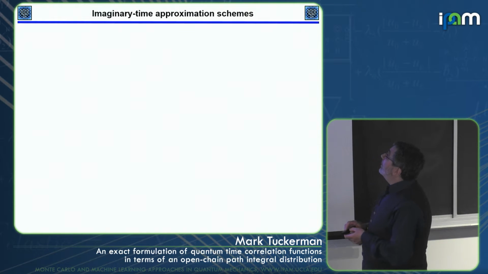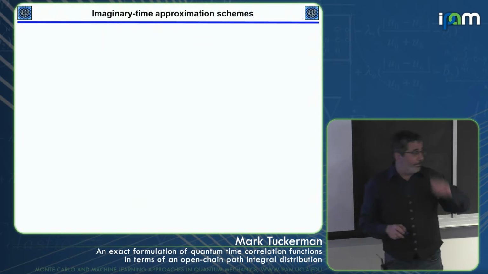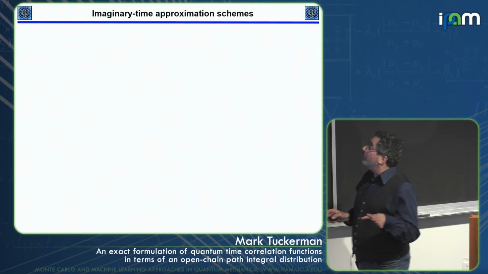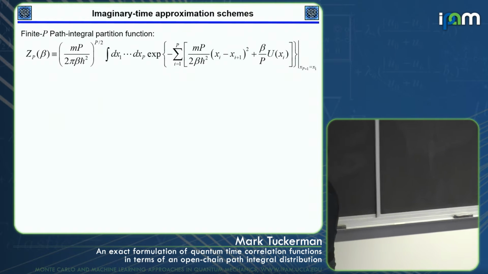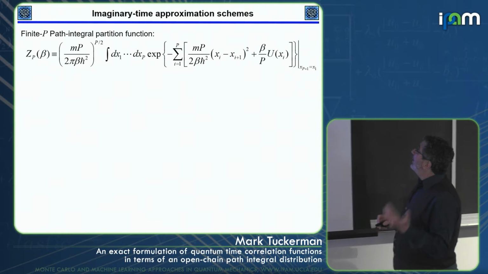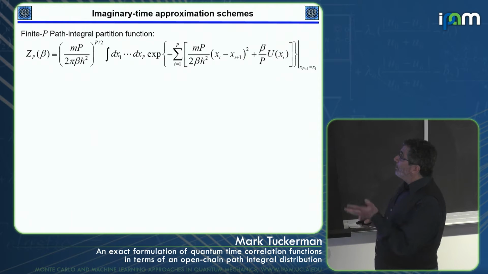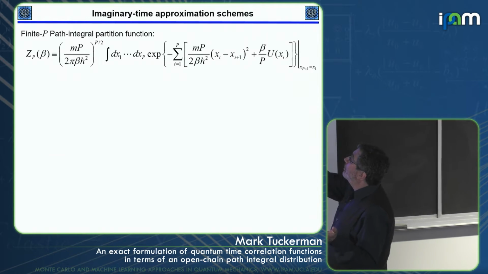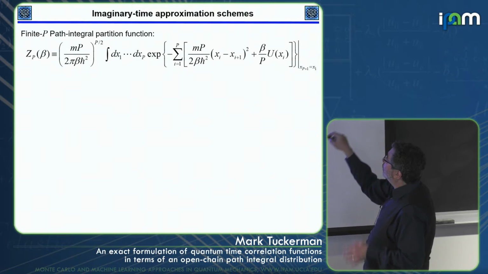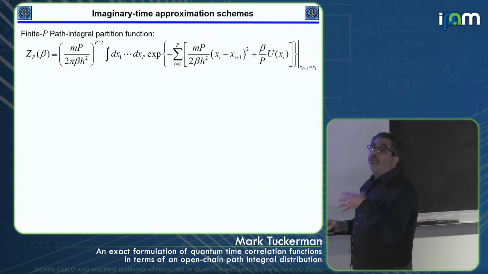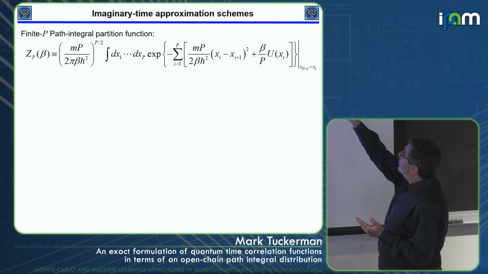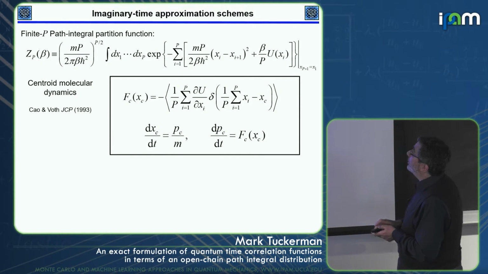Now, correlation functions, as I said, are extremely difficult to calculate in quantum statistical mechanics. There are some handy approximations that have become very popular. So remember, this is the path integral expression for the partition function. Everything is in this imaginary time or statistical mechanical formulation.